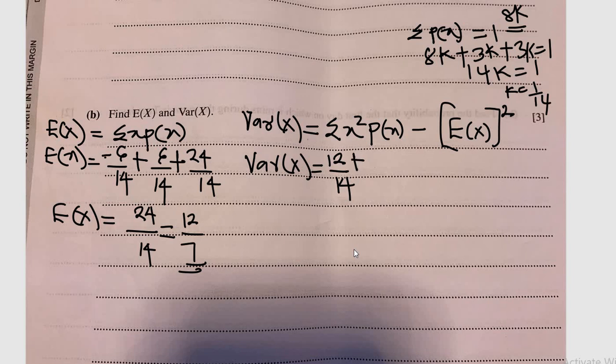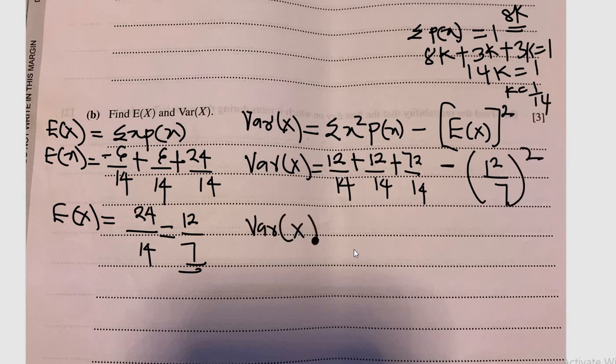The next x is 2. 2 squared is 4. Its probability is 3 over 14. It also gives us 12 over 14. The last one is 3. 3 squared is 9. 9 times 8 over 14 is 72 over 14, minus our expectation. If you remember, that's the first thing we got, 12 over 7, all squared.